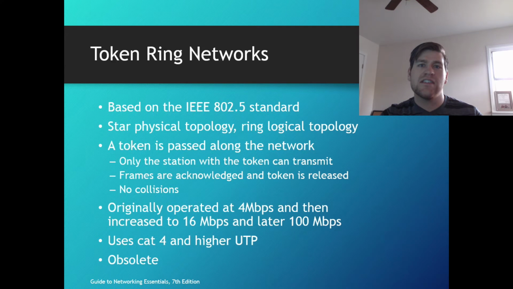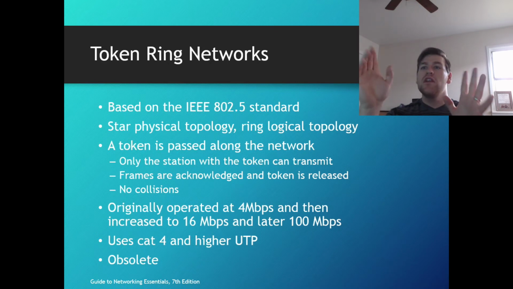I've never seen it in place one time. I've never once even seen an MAU or seen it function. So it'd be kind of cool to get our hands on an MAU and try and set up a token ring network at some point. But it uses Cat4 unshielded twisted pair, which is the only time I've ever seen Cat4 written down as a usable type of cabling. But token ring would use Cat4 or higher. So you could use any kind of category 4 or higher unshielded twisted pair.